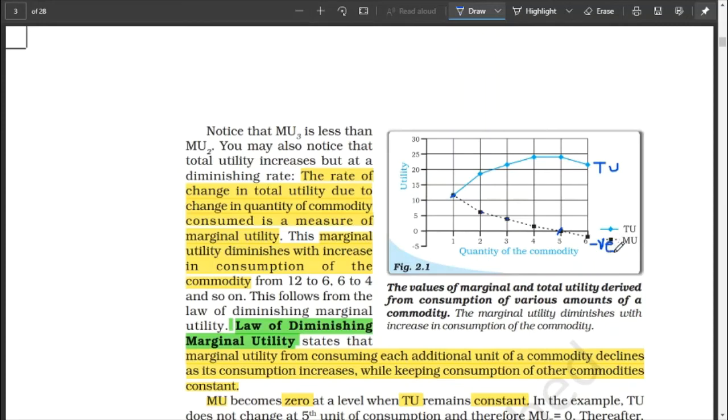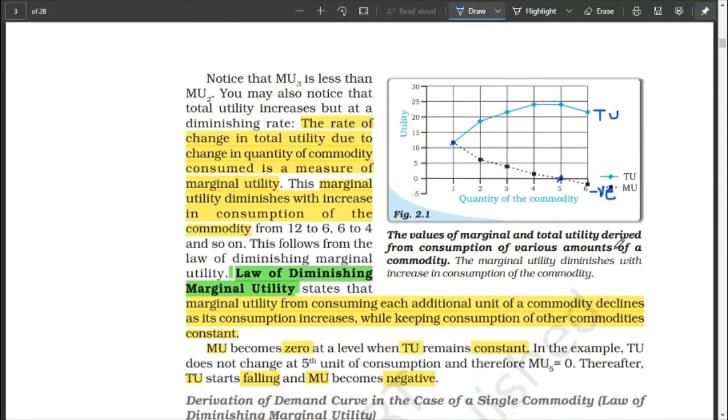Okay, so by looking at this, what you'll get is the law of diminishing marginal utility. This MU, the marginal utility, is diminishing. It means decreasing. The more you consume, the less utility and satisfaction you get. That is the behavior of the consumer. It applies to you, it applies to everyone, it applies to me. You consume the same thing again and again, you don't get more satisfaction.